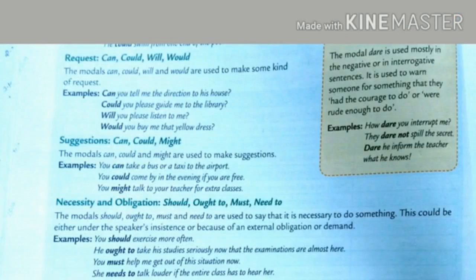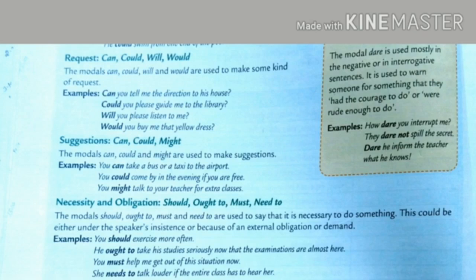Next one is request. Can, could, will and would are used to make some kind of request. Examples: Can you tell me the direction to his house? A kind of request. Could you please guide me to the library? Calm request. Could you please guide me to reach the library?